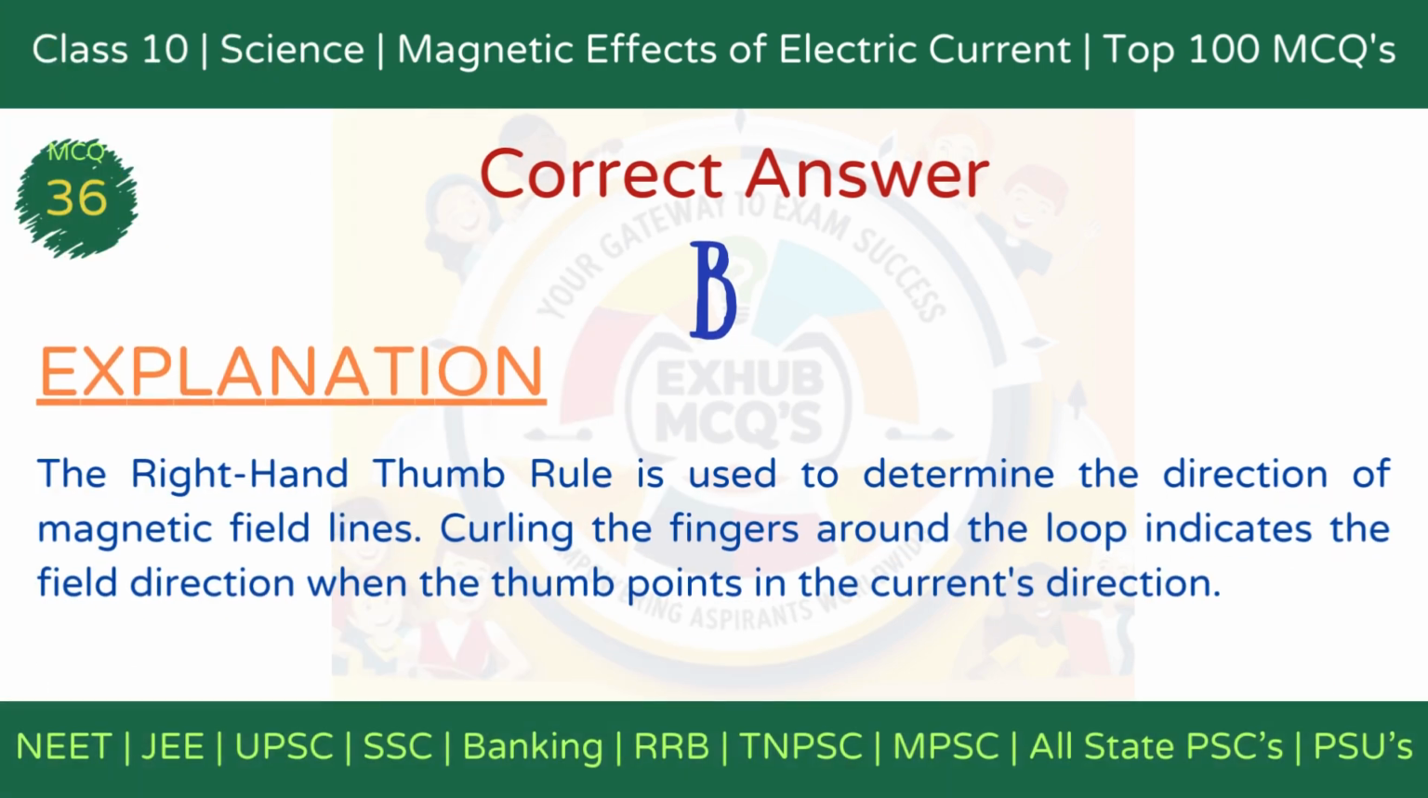The correct answer is option B, right-hand thumb rule. Explanation: the right-hand thumb rule is used to determine the direction of magnetic field lines. Curling the fingers around the loop indicates the field direction when the thumb points in the current's direction.